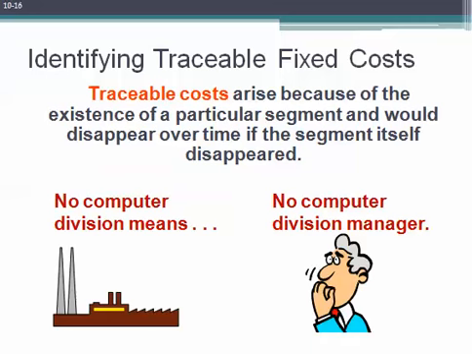A traceable fixed cost of a segment is a fixed cost that's incurred because of the existence of a particular segment. For instance, the computer division incurs certain costs, and if the computer division segment were eliminated, that fixed cost would disappear. For instance, the salary of the computer division manager is a traceable fixed cost, because if we got rid of the computer division, we would have no computer division manager.